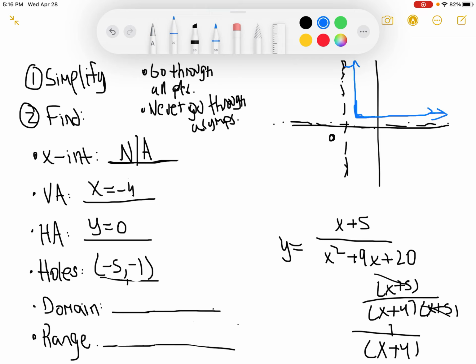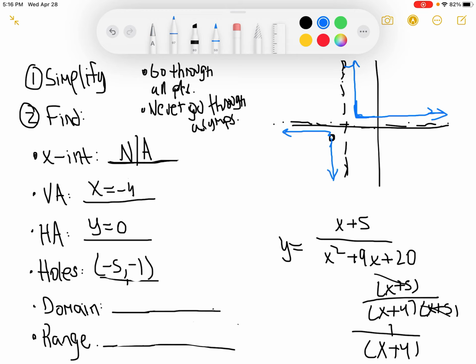Since it was going up, it needs to stay going up. So it will go here, but it needs to go through the hole. And then it needs to curve right here because it doesn't want to go through the asymptotes. And then that's it.